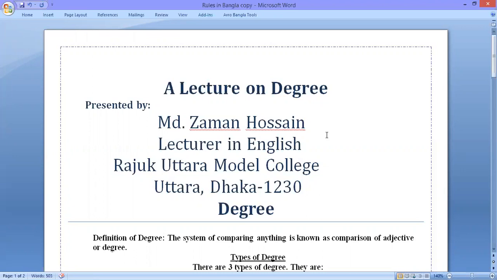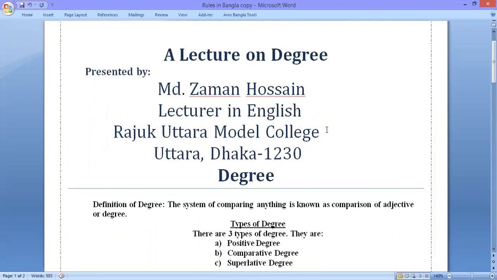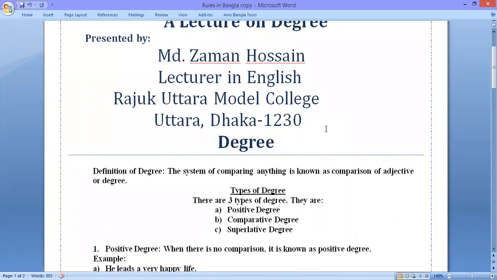As I said before, I am going to give a lecture on degree. First of all, I will say what is degree. Then I will say how many types of degrees are there. After that, I will say the definitions of all degrees with some examples. In the middle of the lecture, I will say something about some forms of degrees, and at the last of the lecture, I will show you how you can change degrees from one to another.